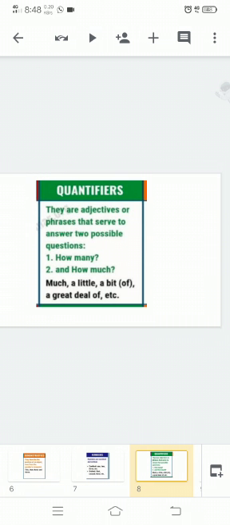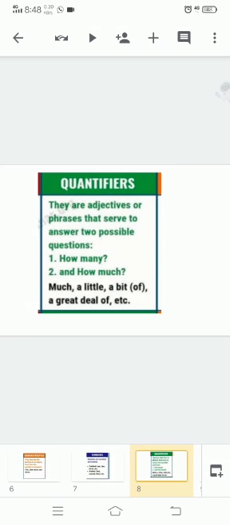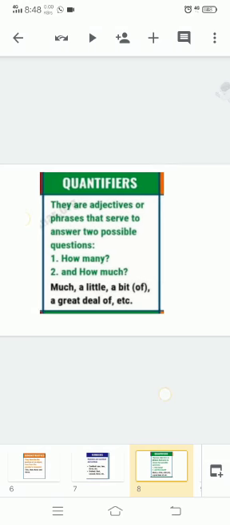Next we have quantifiers. They are adjectives or phrases that serve to answer two possible questions. When we read them, we get two possible questions: how many and how much.